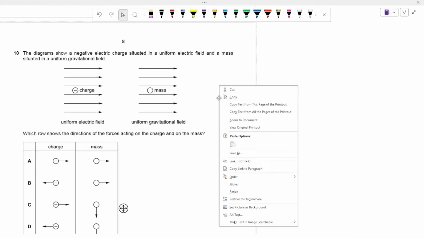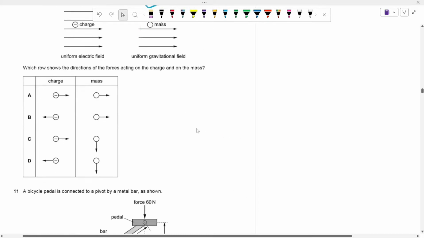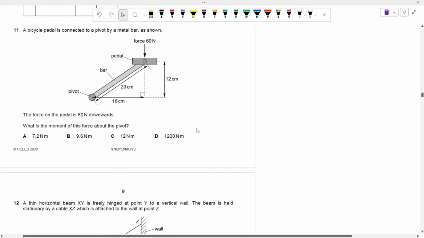Question 10. This is a question on electric fields. We don't cover electric fields, so we will not be focusing on that question.